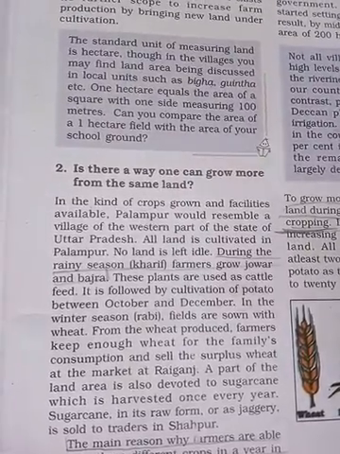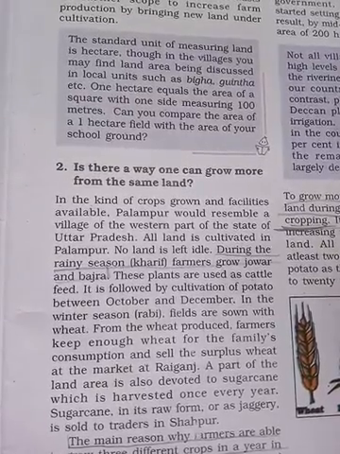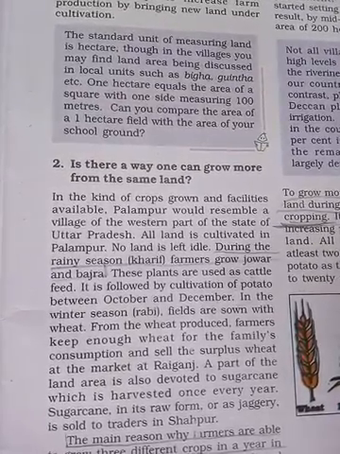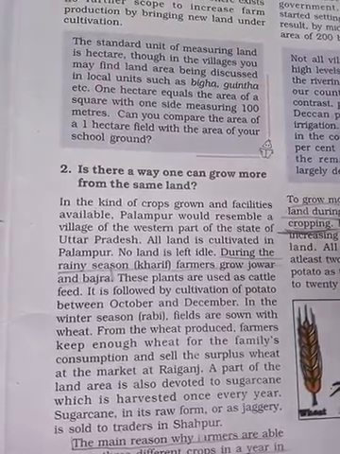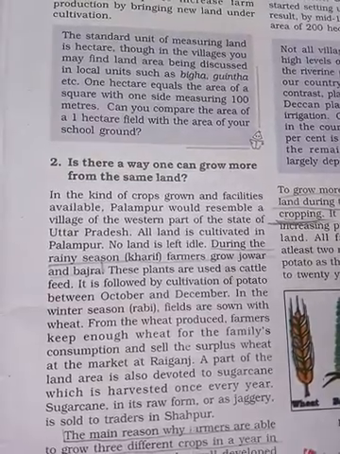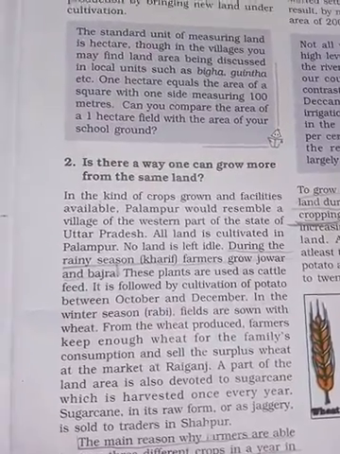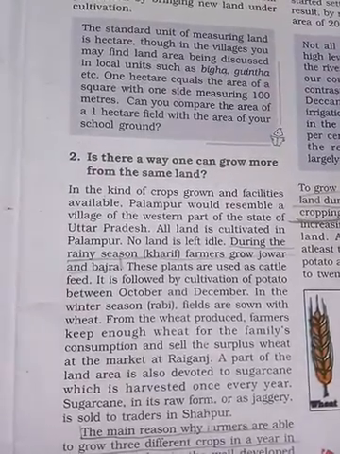Sugarcane is used for jaggery and sold in Shahpur. That means from sugarcane they are making jaggery, and they used to sell it. That means they are getting money by selling wheat and jaggery.